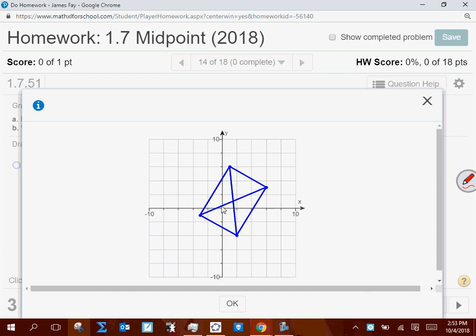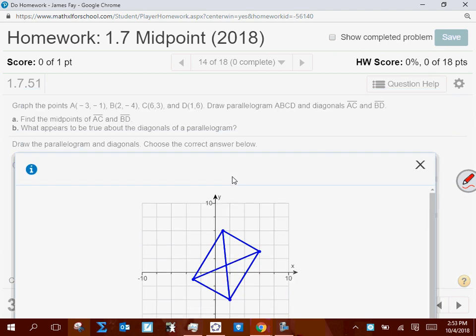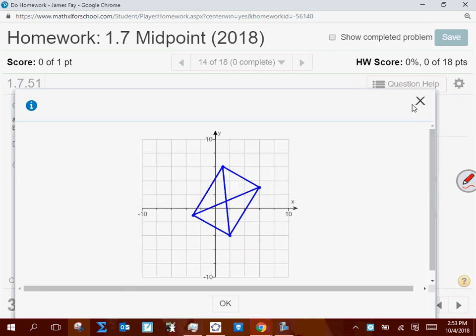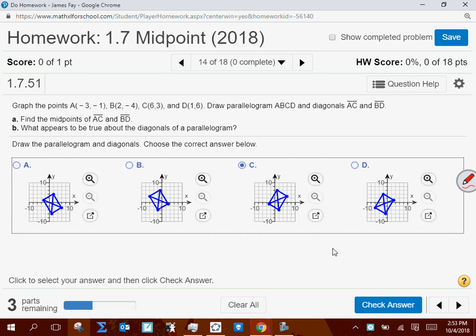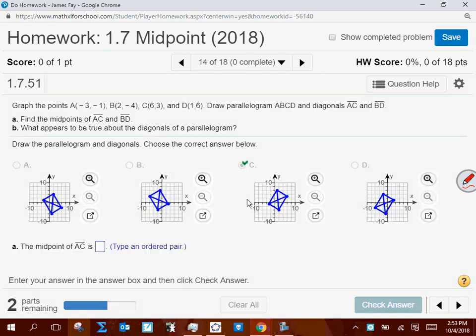6, 3. That's good. And the next one better be, what, 1, 6? And that's what we've got. So my option C is the right answer, okay? Now the next question says, now this is where I really wanted to get to with this, okay? It says, what is the midpoint of AC?